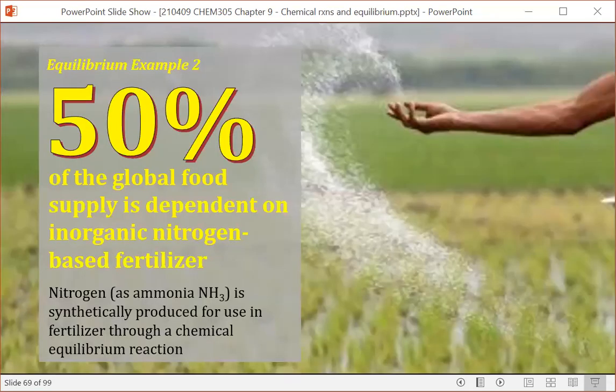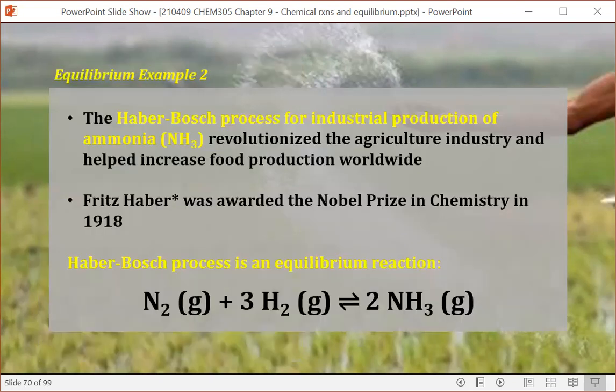Okay, our second example. 50% of the global food supply is dependent on inorganic nitrogen-based fertilizers. So nitrogen as ammonia, NH3, is synthetically produced for use in fertilizer through a chemical equilibrium reaction. So 50% of our food supply is dependent on using fertilizers that are produced with an equilibrium reaction. So the Haber-Bosch process for industrial production of ammonia, being able to produce ammonia in very large quantities, revolutionized the ag industry and helped increase food production worldwide in the early 1900s.